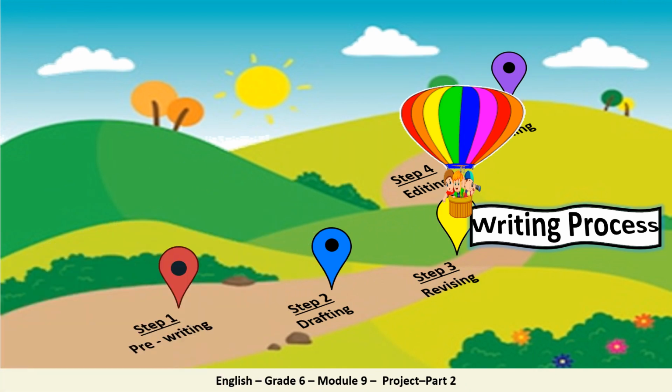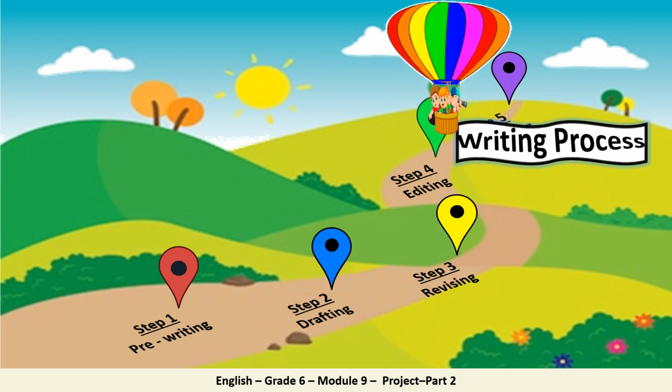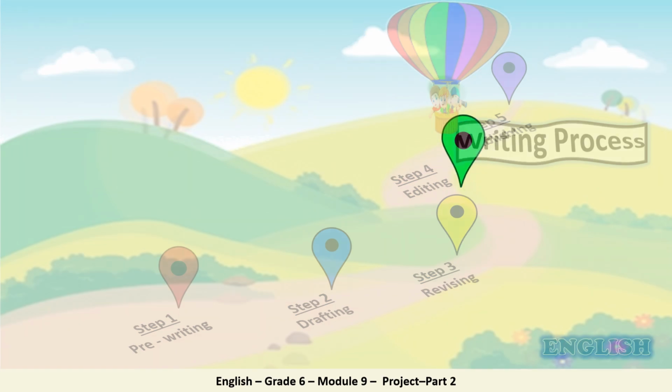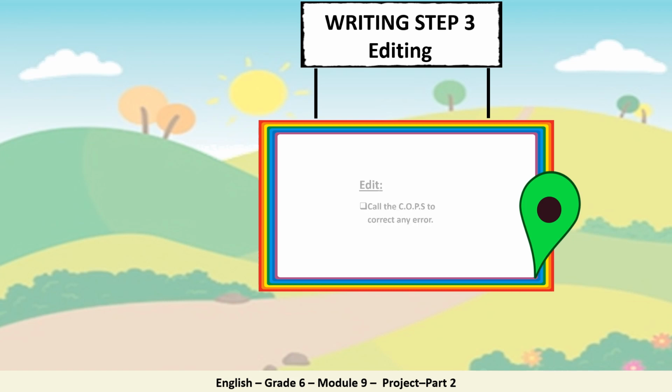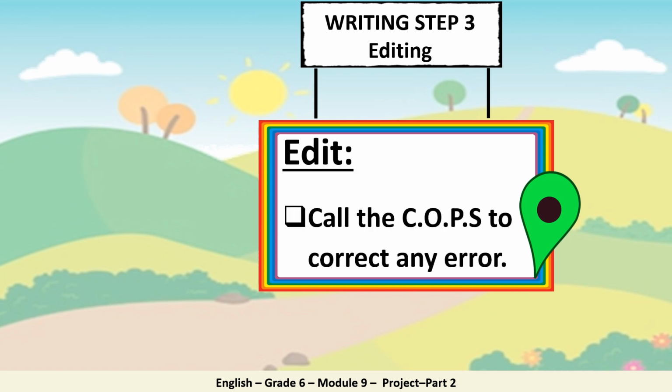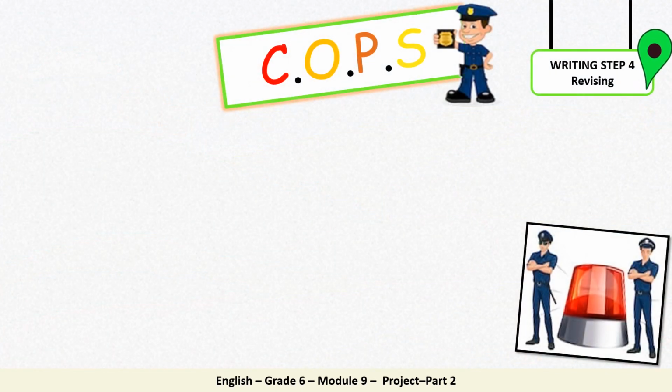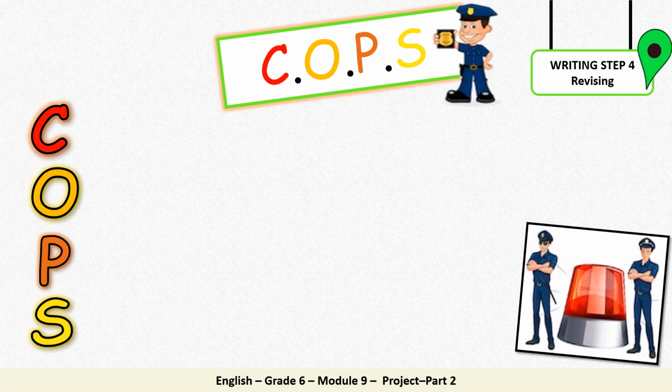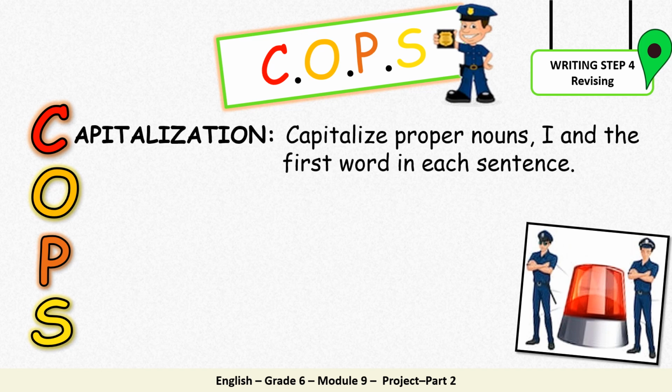Having finished revising, let's move to editing. In this step, you have to correct any spelling, punctuation, and organization mistakes. As you all know, in order to edit, you have to use the COPS strategy. Let's first recall what do the letters in this word stand for. The C stands for capitalization. Capitalize the proper nouns I and the first word in each sentence.